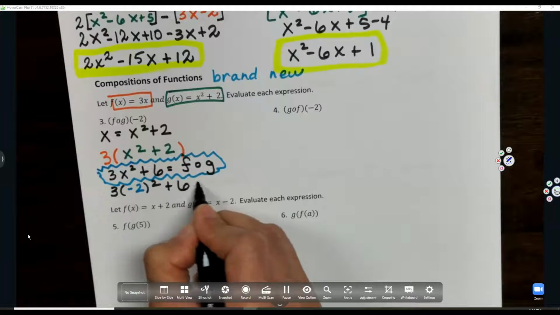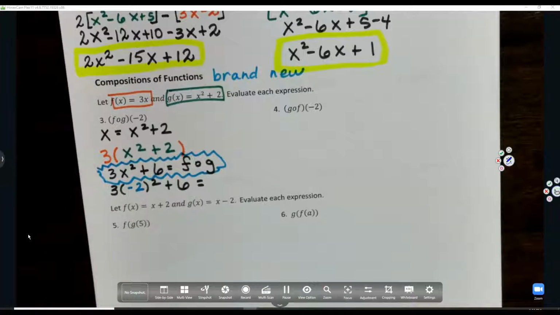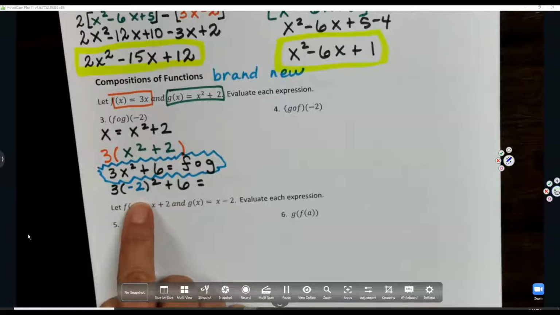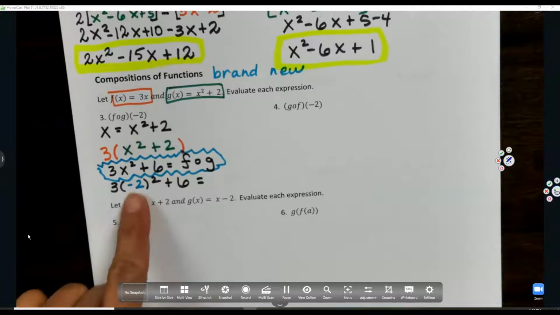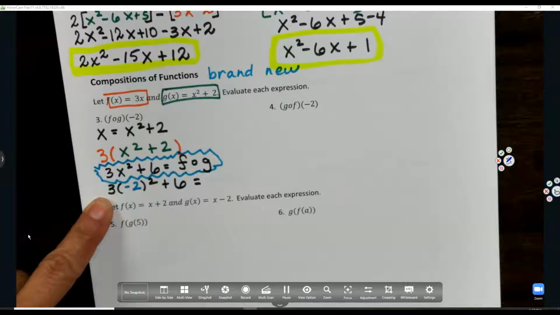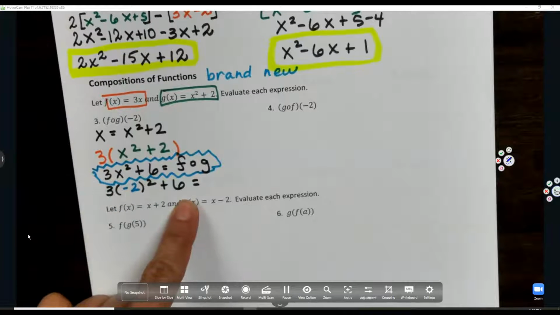plus 6. And y'all, for the love of math, do not do 3 times negative 2 first. Look at your order of operations here. We're going to get a single number, but think about order of operations. What would you do first? The exponent. Y'all, what's negative 2 times negative 2? Yeah. All right, so y'all, that's just a 4. What's 4 times 3? And then add 6 to that. That's the answer. Just 18.